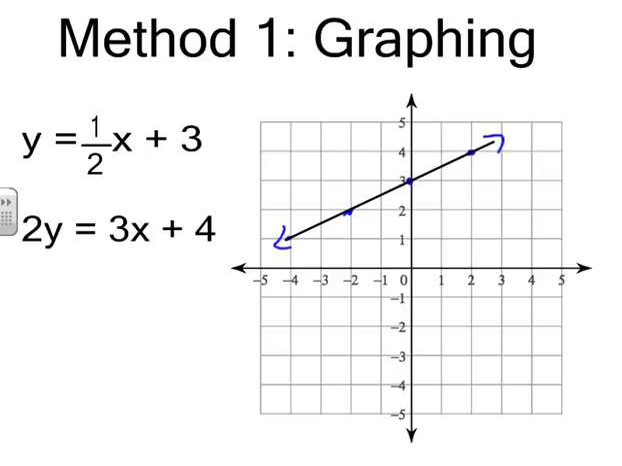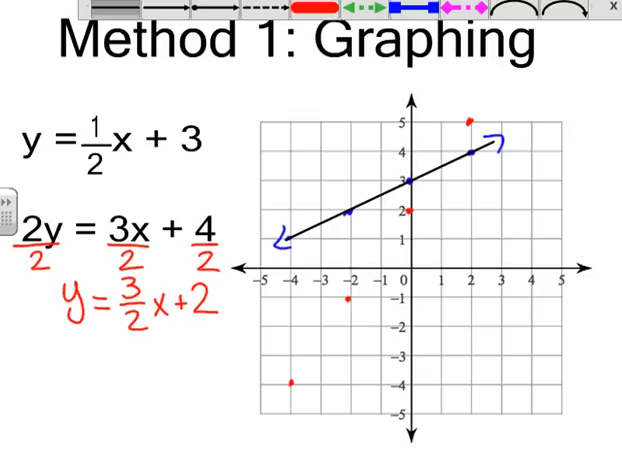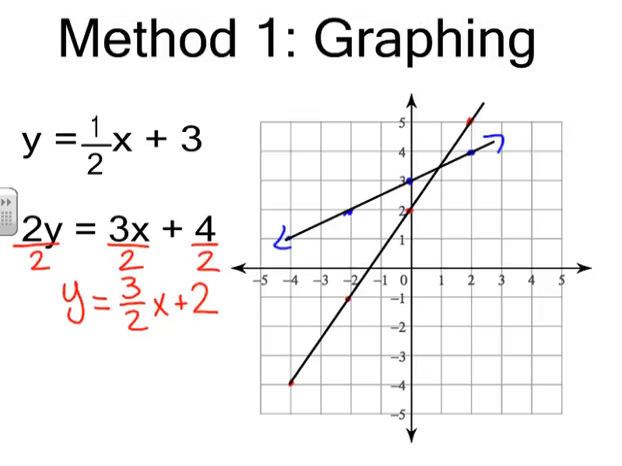And for the second equation, this time we need to divide by 2 on every single term to rewrite it as y equals 3/2 x plus 2. So starting at positive 2, we're going up 3, over 2. Okay, straight line to connect, and arrows on the end.